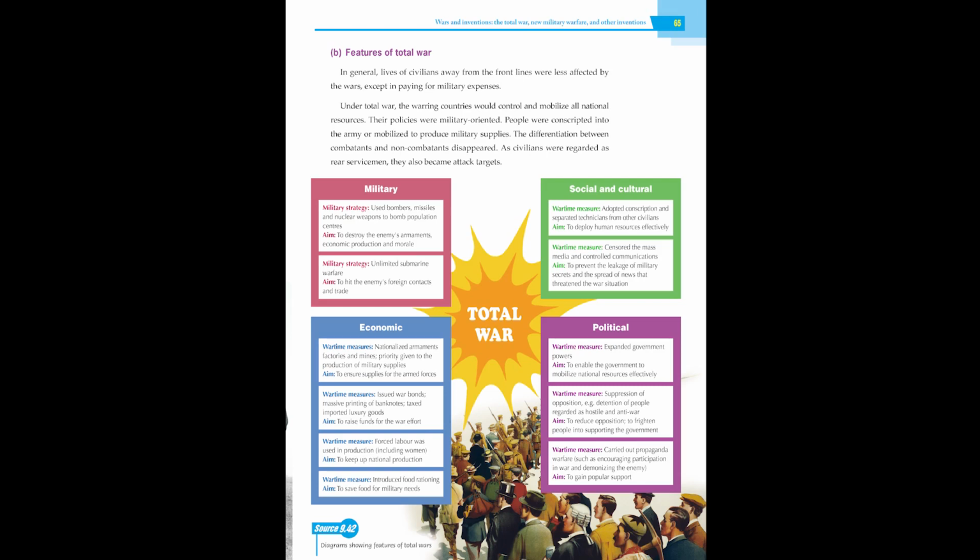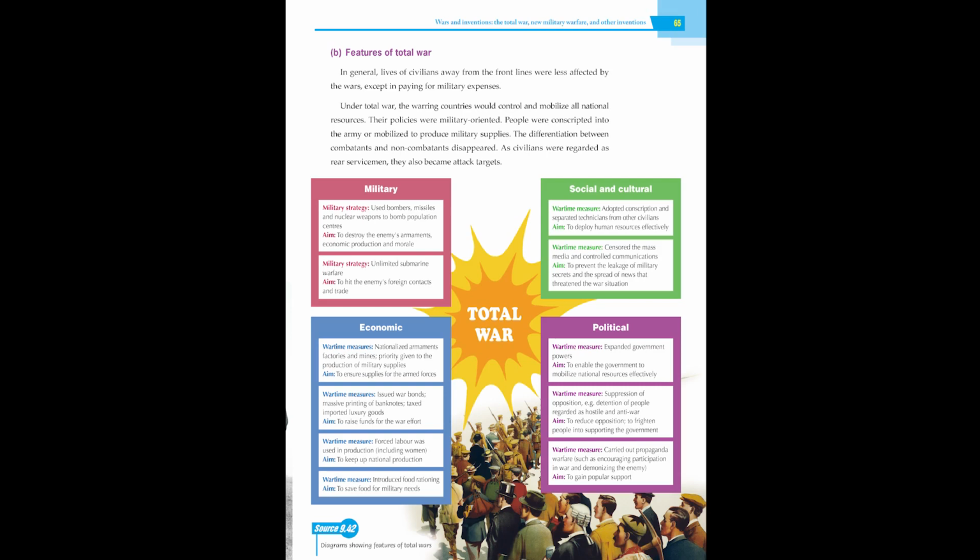Social and cultural. Wartime measure. Adopted conscription and separated technicians from other civilians. Aim to deploy human resources effectively. Wartime measure. Censored the mass media and controlled communications. Aim to prevent the leakage of military secrets and spread of news that threatened the war situation.